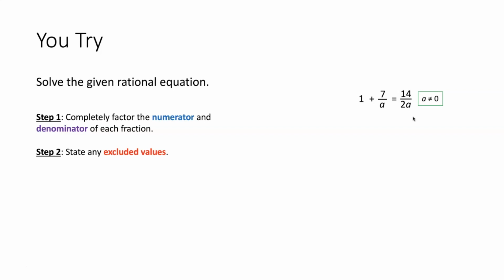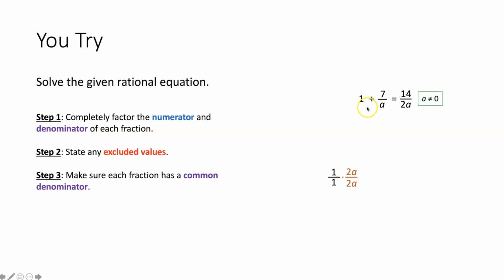So we're going to move on to the next step, which is to make sure each fraction has a common denominator. So what is the least common denominator between 2a, a, and then since this is over 1, it would be 1. Well, I think it's going to be 2a. So how do I get this denominator here of 1 to be 2a? Well, I have to multiply it by 2a. And whatever I do to the denominator, I have to do to the numerator.